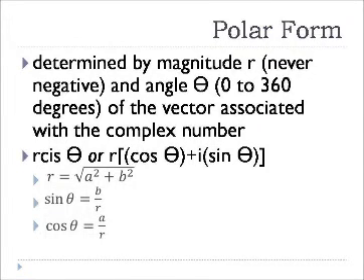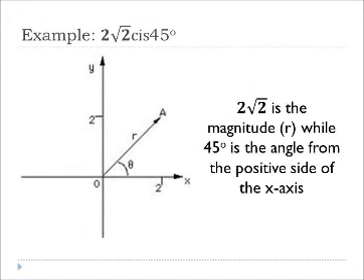The polar form of a complex number, a plus bi, is determined by the magnitude r and the angle theta of the vector associated to the complex number. It is expressed in the form r cis theta, where r is equal to the square root of a squared plus b squared. Cosine theta is equal to a over r, and sine theta is equal to b over r.